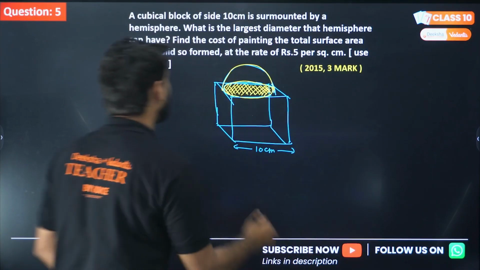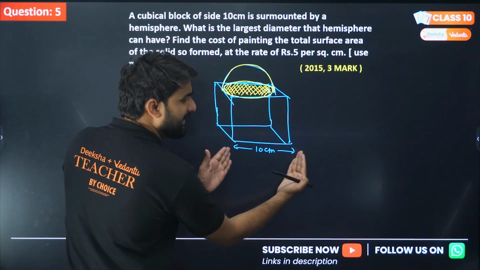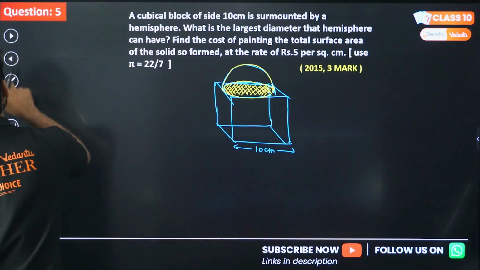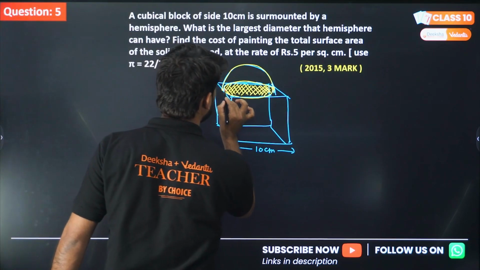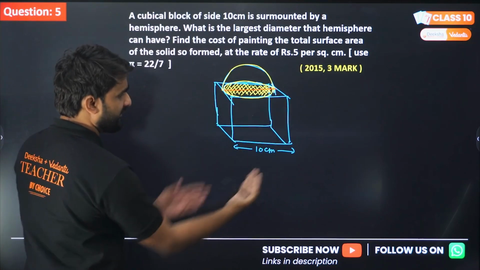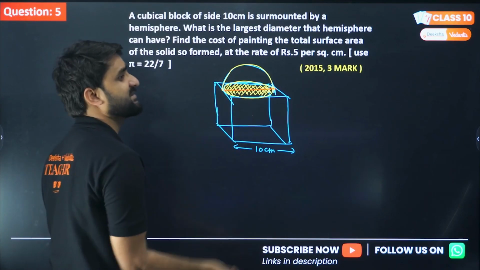So the diameter will be the complete length of the side. This will be the diameter. Let me draw the diameter of this hemisphere using red color. So this will be the diameter. Whatever is the side length of the cubical block, that will be the possible largest diameter.